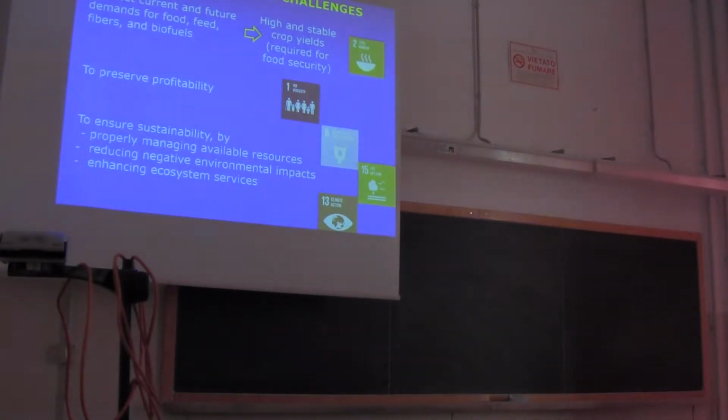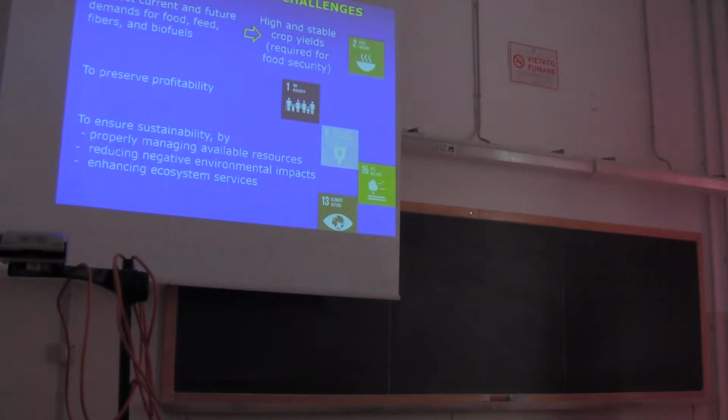We need to preserve profitability and at the same time, almost mission impossible, ensure sustainability by managing available resources, water, but also land and soil resources, reduce the negative impacts on the environment, think about reduction in water pollution or emission of greenhouse gases, and possibly also enhance ecosystem services.